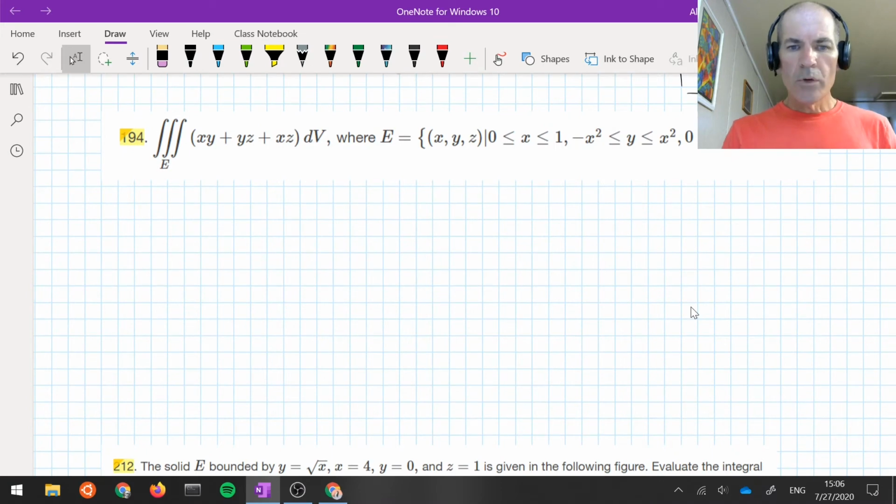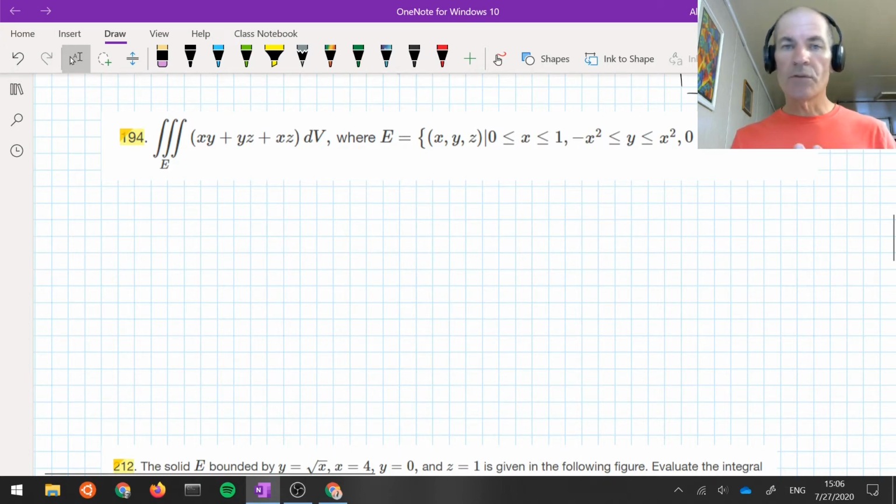All right, in problem 194, you're given a more general region of integration. This is a region that is not just a rectangular box with constant limits of integration in each of the three variables, but in fact there's some variation in one of the directions.